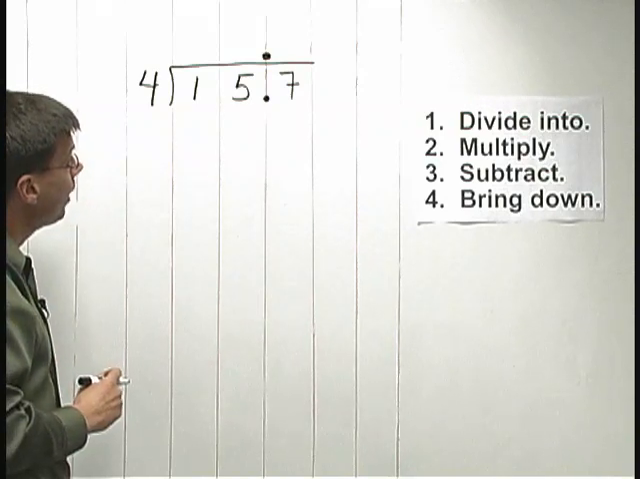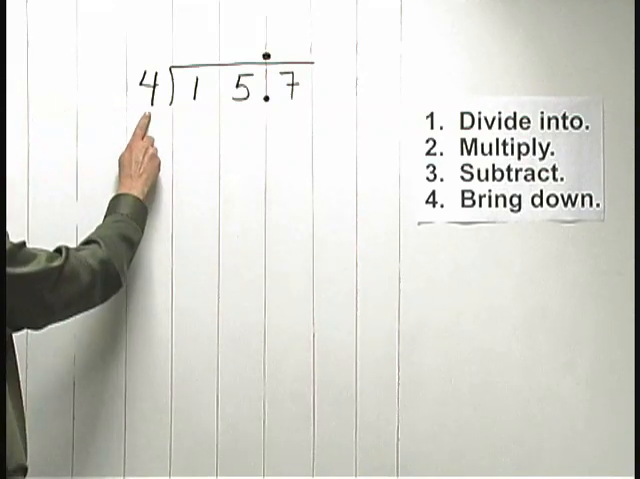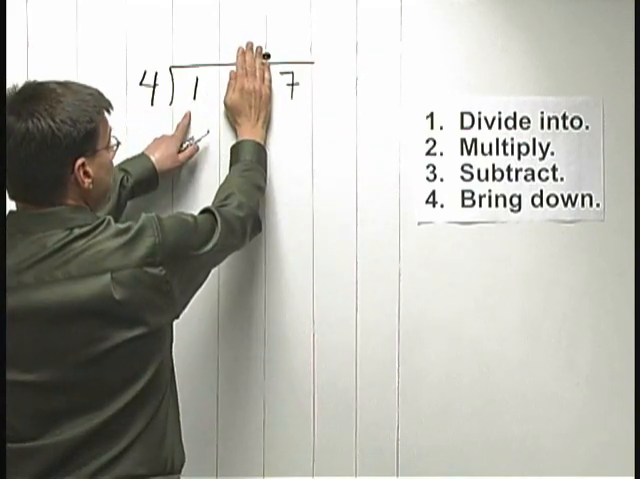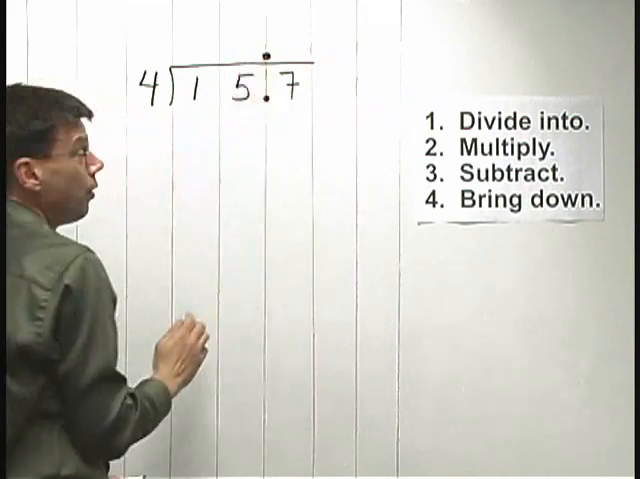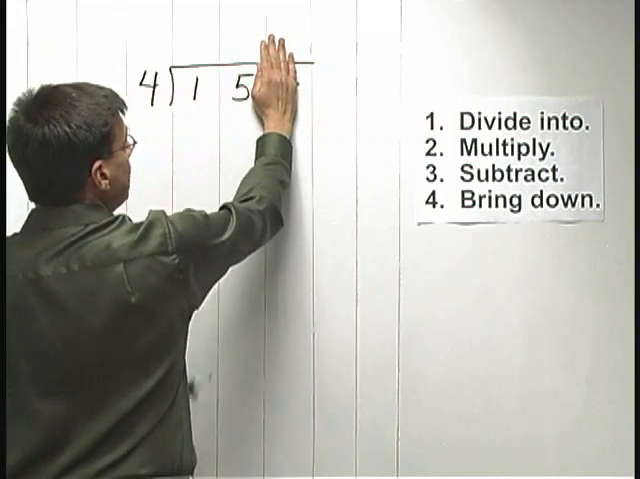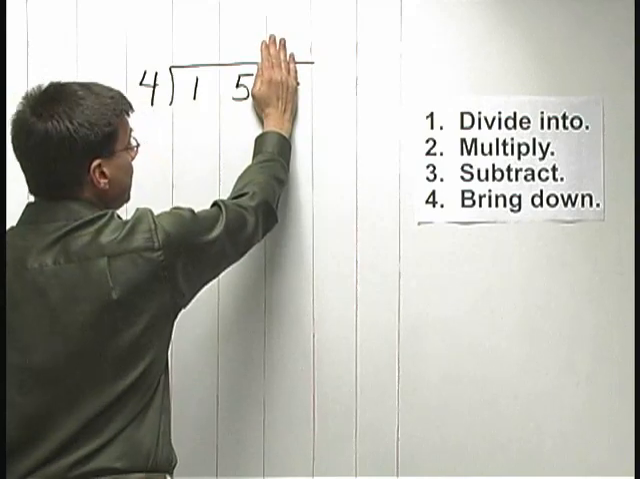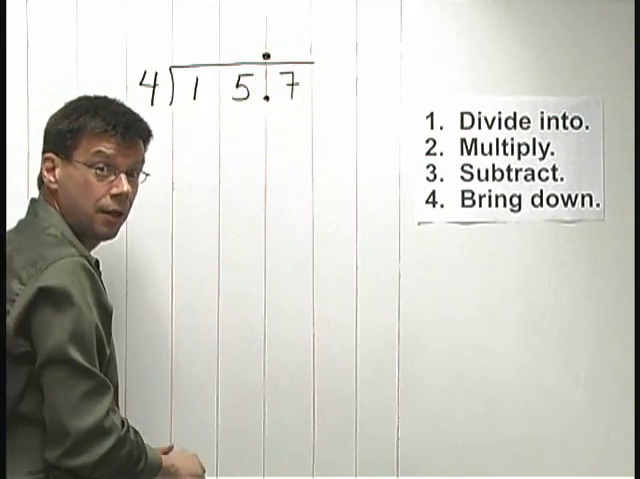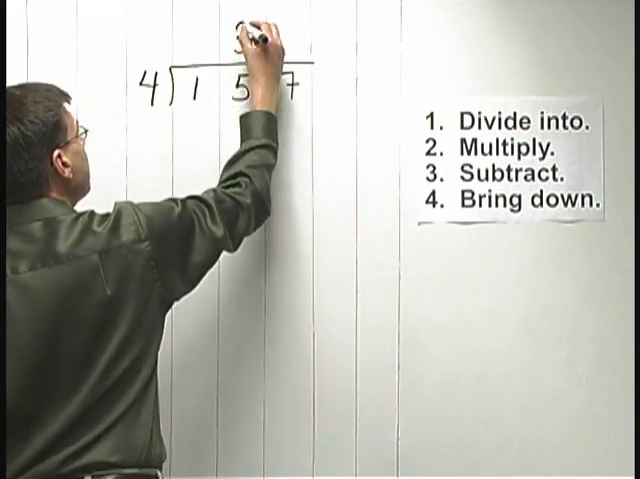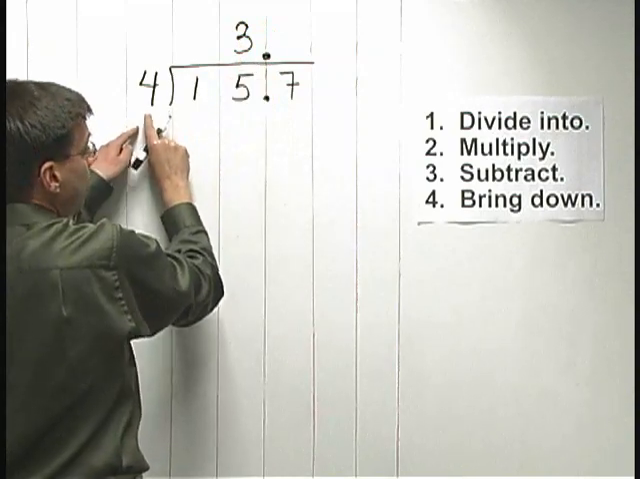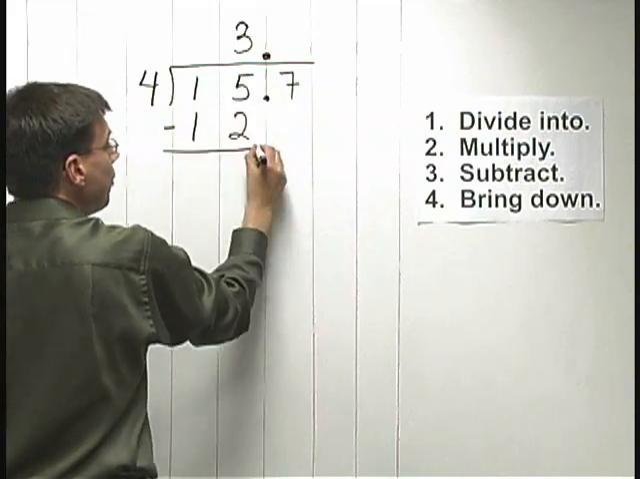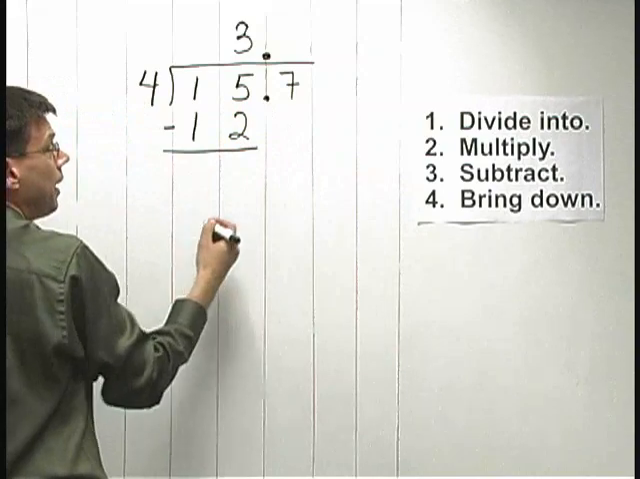Now let's go ahead and start the process. I start out by thinking about how many times the number in front, the 4, goes into just the first digit, the 1. 4 doesn't go into 1, so I'm going to look at the first 2 digits, 15. How many times does 4 go into 15? Well, 4 goes into 15 3 times, so I write the 3 above the 5. 3 times 4, that's my multiply step. 3 times 4 is 12. And then I go ahead and subtract. 15 minus 12 is 3.